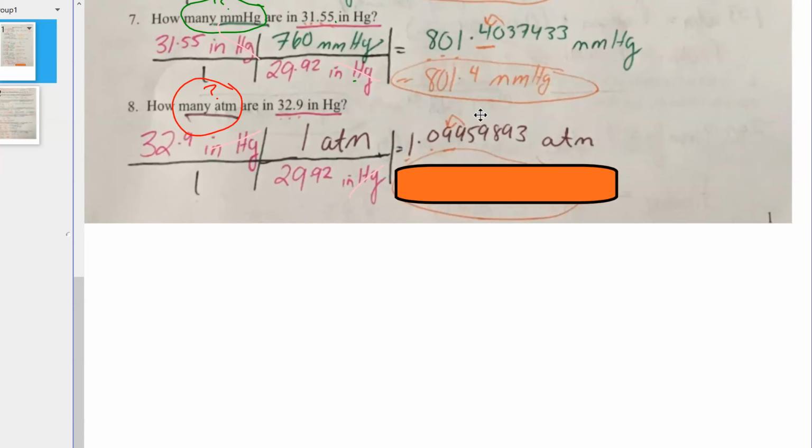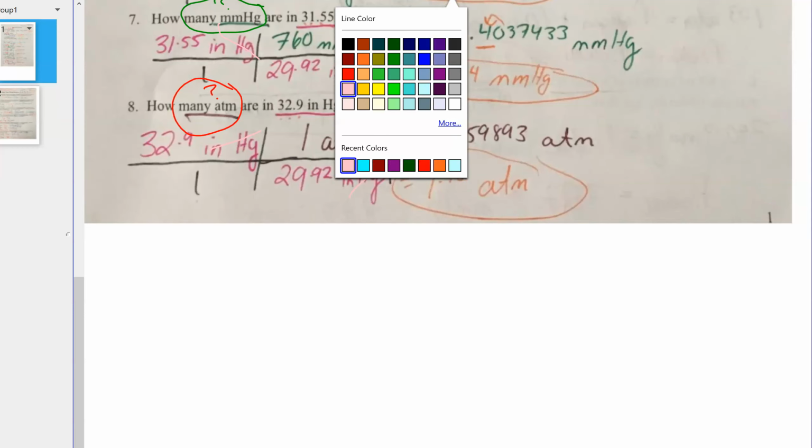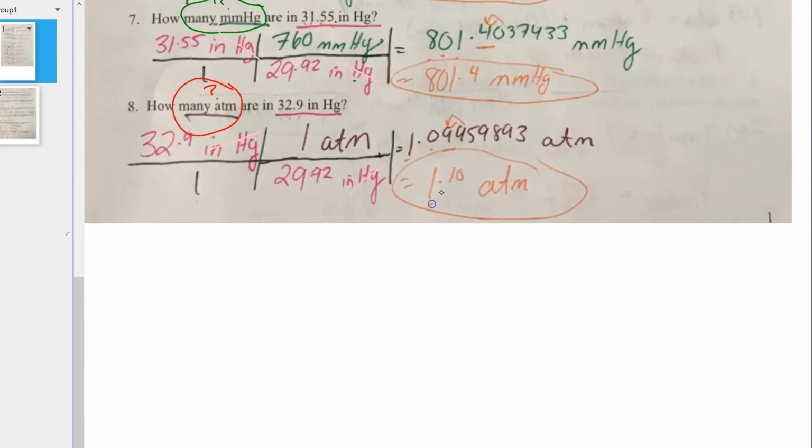We get 1.09959893. That's pretty darn close to 1. 1, 2, 3 sig figs. Look to the right. Does the 9 round the 9 up? Yes. So this 9 bumps this 9 up to 10. We get 1.10 atmospheres. That's my 1, 2, 3 sig figs. So could I just leave 1.1? No. I've got to have that 0 because that gives me my 3 sig figs.